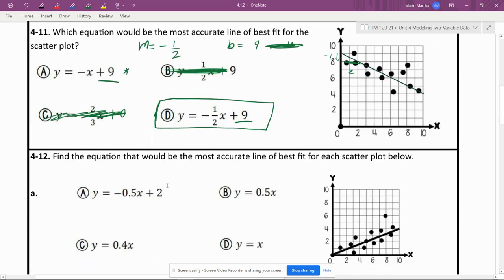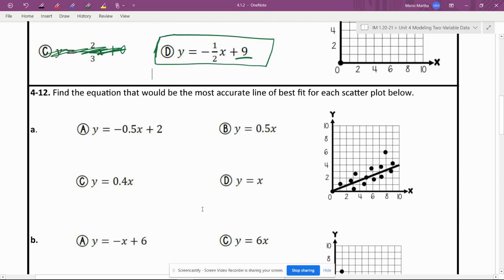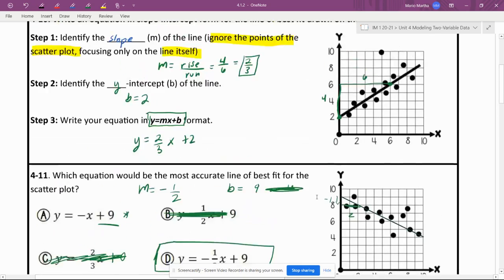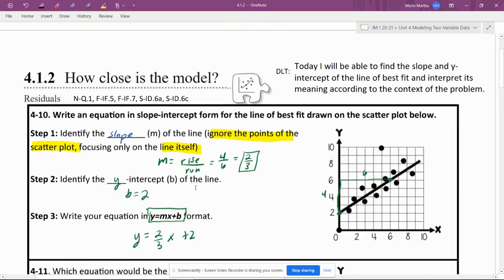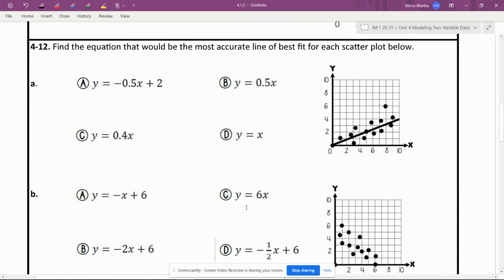And then looking at problem 412, it says find the equation that would be most accurate for the line of best fit for each of the scatter plots. So on the first one, they're giving us pretty much the graph. We have the graph here. Remember, forget about what it says right here. Focus on the line itself. So let's figure out what the slope is first for the line itself.